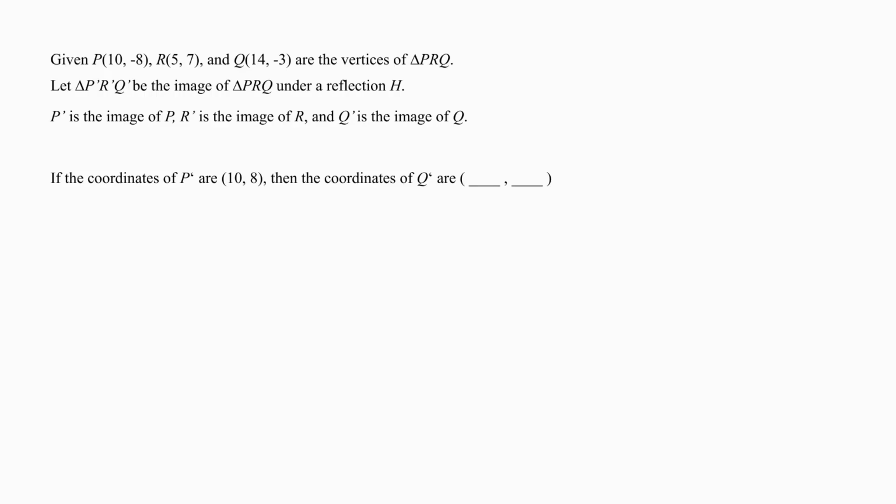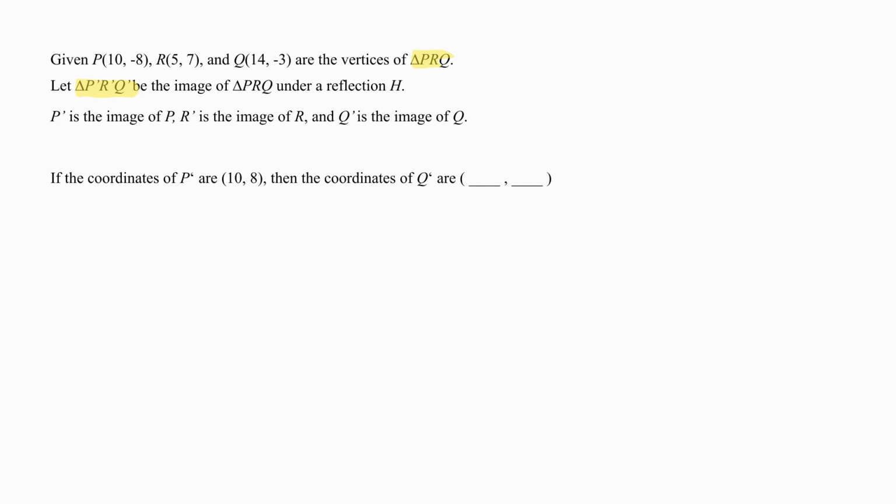Alright, let's take a look at this geometry question together. It is all about reflections. The question tells us that a triangle PQR is being reflected to create a new triangle, triangle P', R', Q'. To solve the missing coordinates, we first need to figure out where the mirror line is.